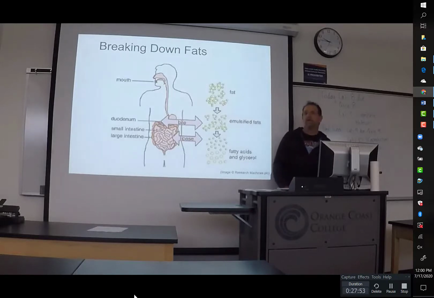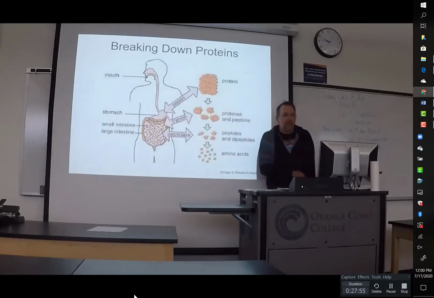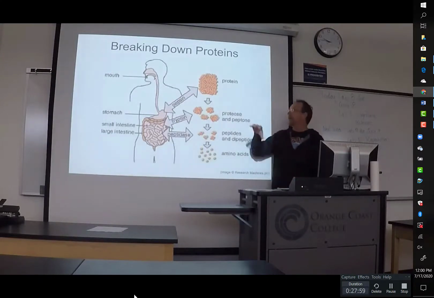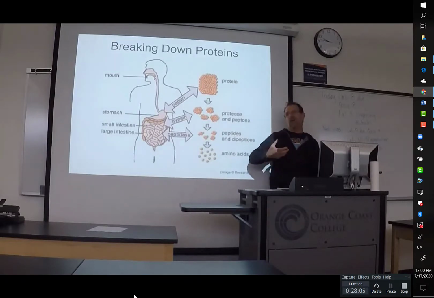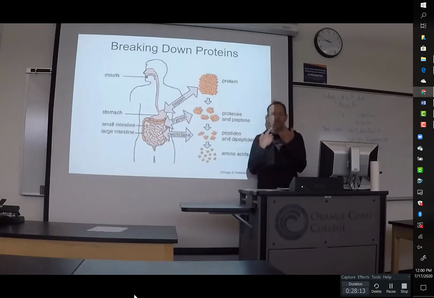Finally, our third macromolecule is protein. And protein digestion also doesn't begin in your mouth. Now, proteins are the largest molecules that we're going to be digesting. They're the most complex. They take the longest time to break down as well. So you would think that maybe we should actually start protein digestion in the mouth. It would be more efficient, except there's a problem with that.